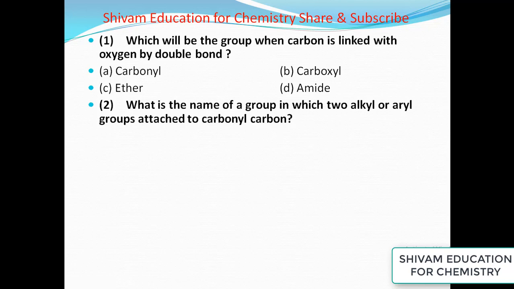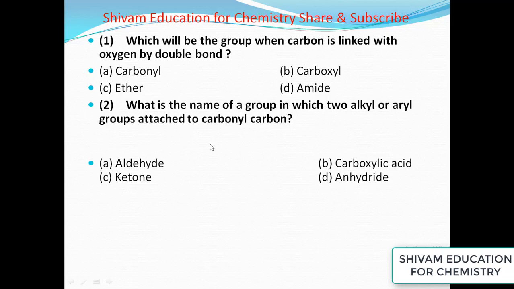Now second question. What is the name of a group in which two alkyl or aryl groups attach to carbonyl carbon? Now it is classification of carbonyl compounds. When two alkyl groups attach to carbonyl carbon, then it is known as a ketone. You know this very well. When carbonyl carbon is joined with one alkyl group and one hydrogen, then it is known as aldehyde. If carbonyl carbon attaches with one alkyl group and the second is hydroxyl, then it is carboxylic acid. So here the answer of our question is ketone. When carbonyl carbon is attached with two alkyl chains, it is known as a ketone.